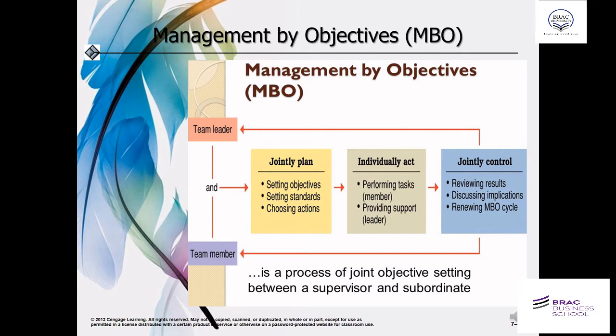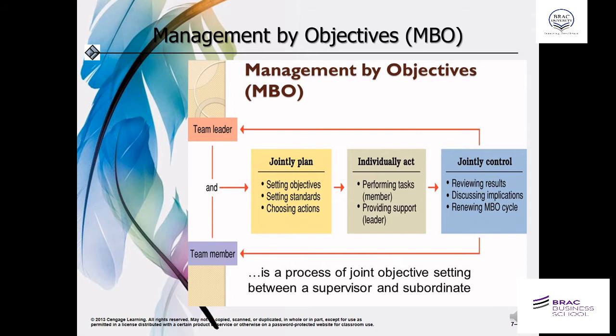There is an important concept in planning, that is management by objectives, or in short we say MBO. So what is the main concept of MBO? This is a process where jointly the supervisor and the subordinate set the objectives. So I am showing here the process or the definition in a visual presentation.